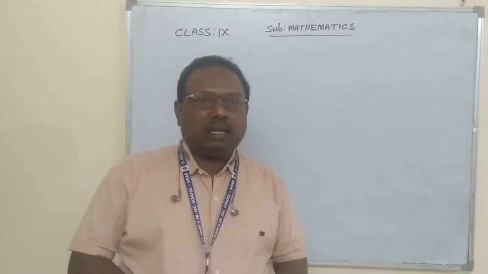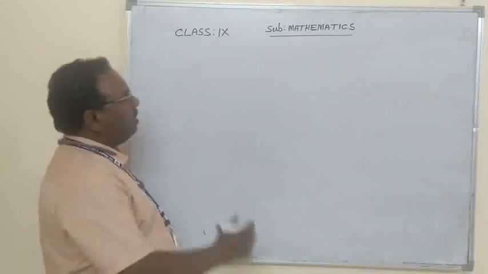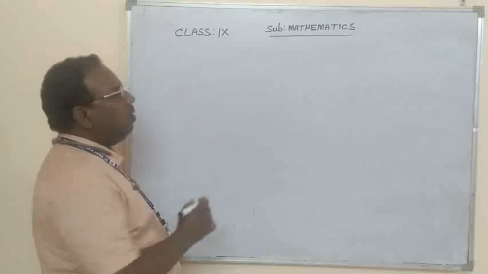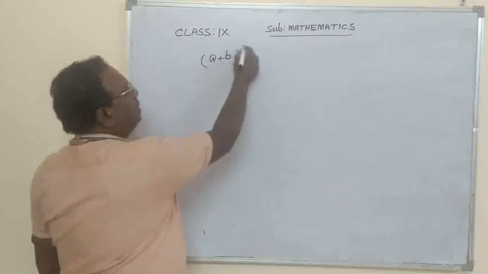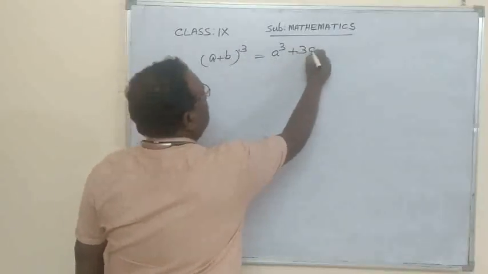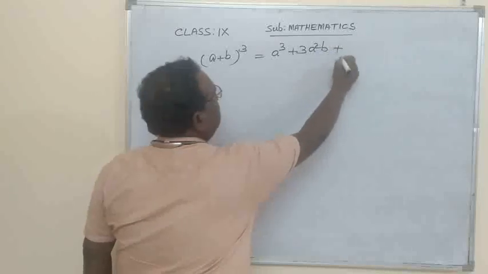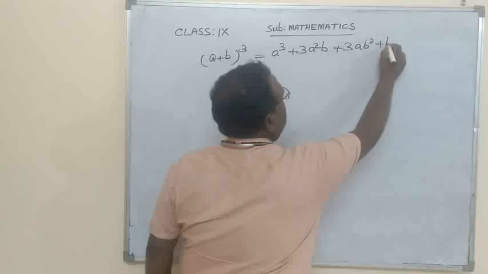Let us start exercise number 4B today. First of all, let us study the formula (a plus b) whole cube. (a plus b) whole cube is equal to a cube plus 3a square b plus 3ab square plus b cube.